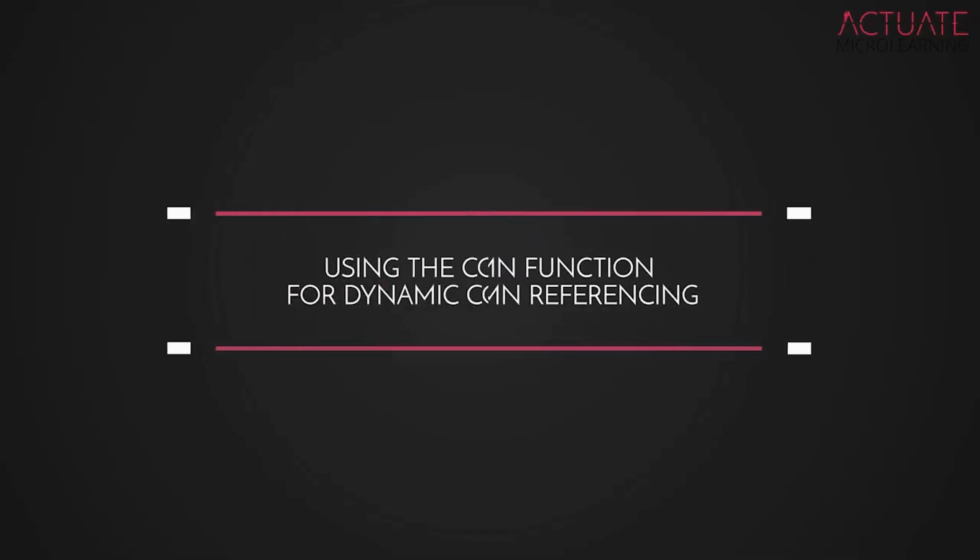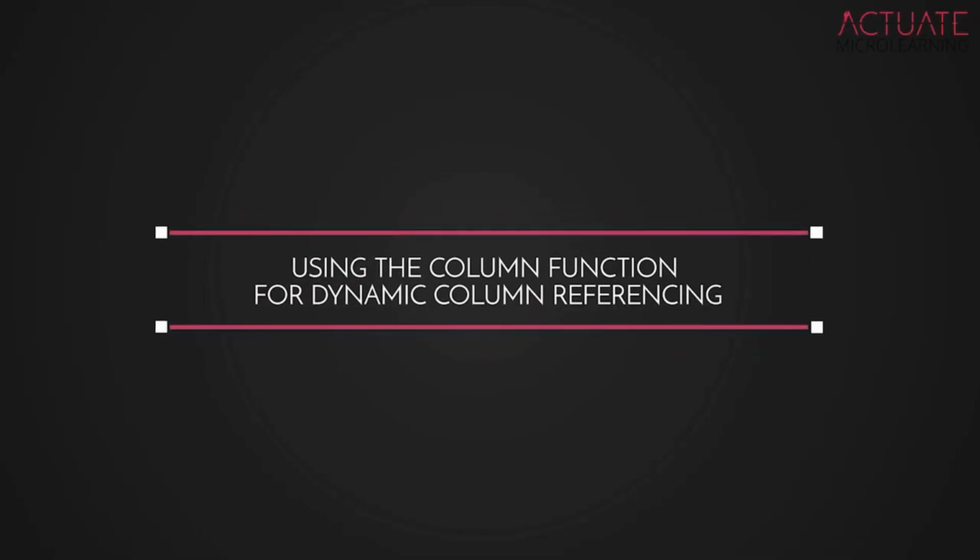Points to remember are 1. Unlike the column function, the input to the columns function is a range of cells instead of a single cell. 2. The columns function returns the number of columns in the array. Now that we're all caught up on the basics, let's jump right back to implementing the columns function for dynamic column referencing.